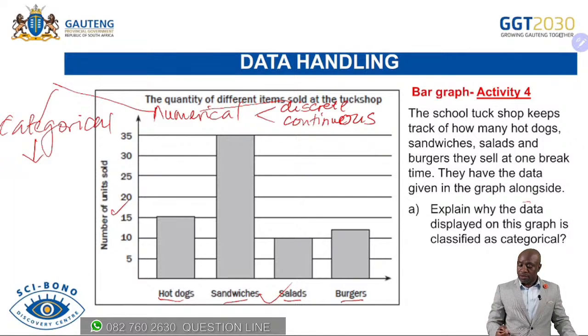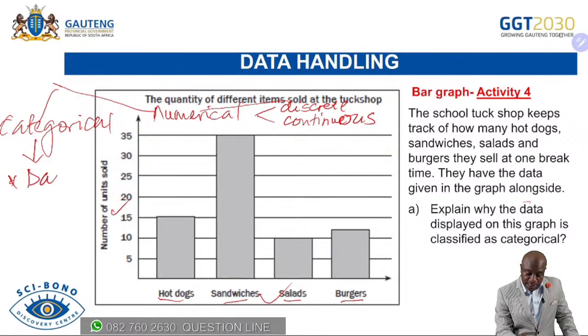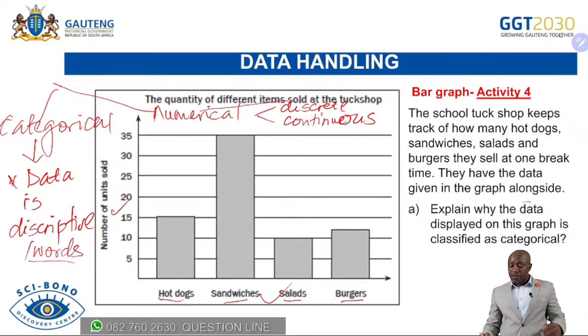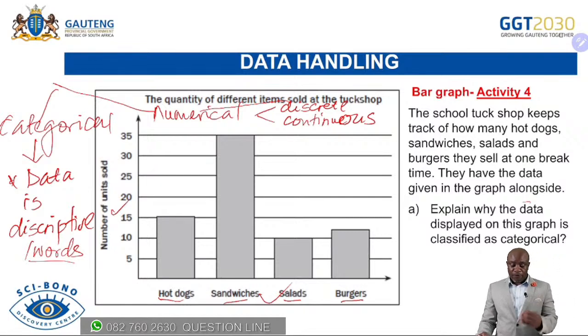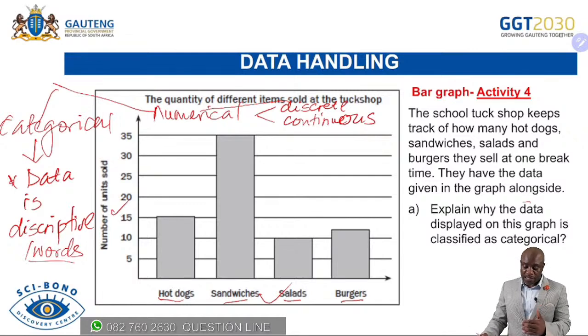These are words. So that is why we say that is categorical. The reason for that is that the data is descriptive. In other words, it describes, or you could say it's given in words. So every time you're given things in words like favorite team, favorite color, that type of data is classified as categorical. So that's the reason why we're classifying this data as categorical.